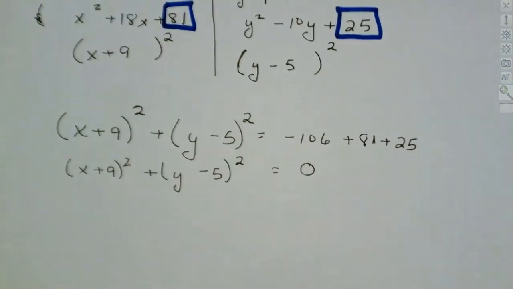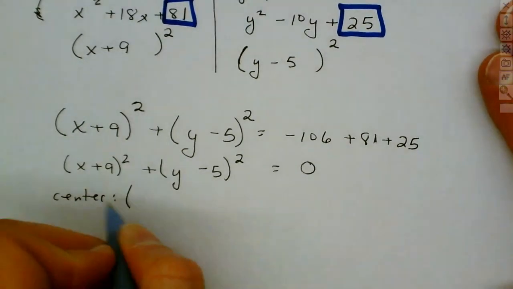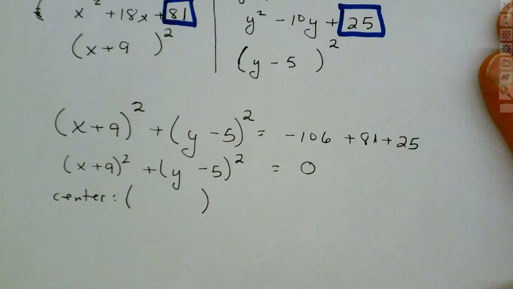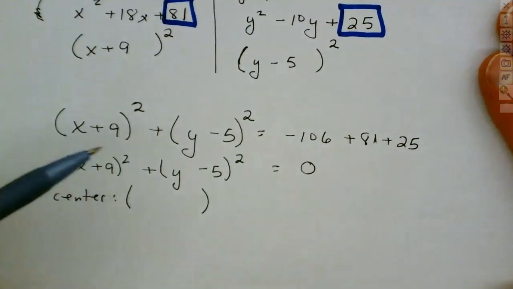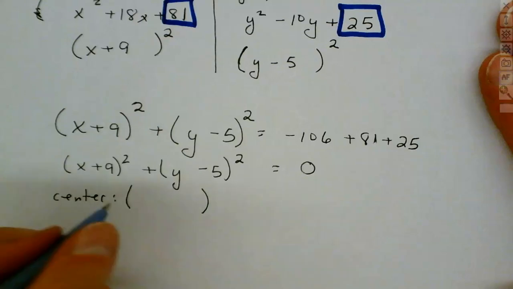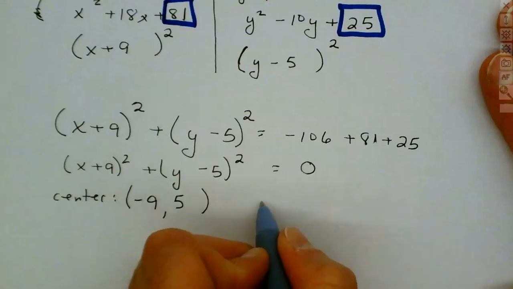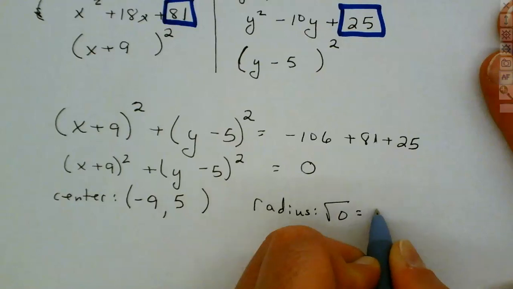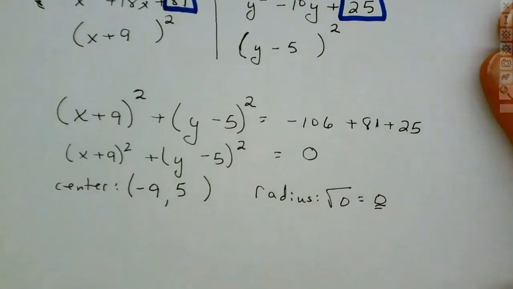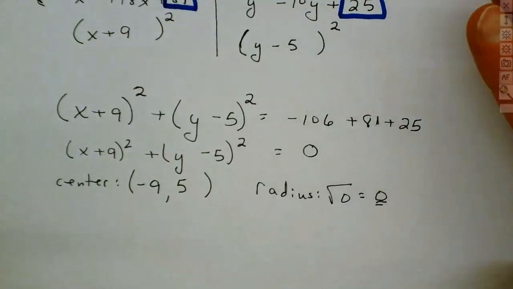Now, what is my center going to be? Can anyone tell me what my center would be? Remember, we've done this many, many times. Okay, when we want to find our center, what do we do? Switch the signs. So that's going to be a minus 9 and a positive what? 5. And what's my radius? Square root of 0, which is what? 0. Now, if your radius is 0, can you have a circle with radius of 0?